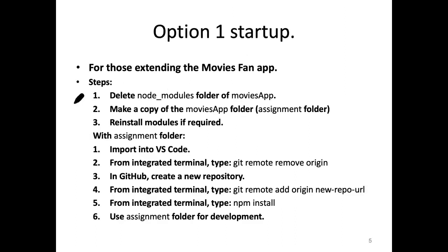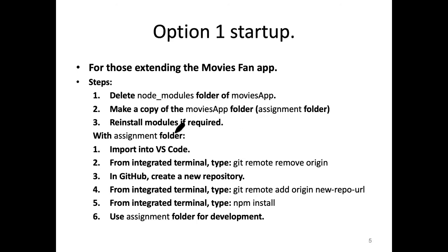Now, if you are deciding to take option 1, in other words, to extend the Movies app, you need to do a little bit of setup before you start working on the assignment. First of all, what you need to do is go to your Movies app folder and make a copy of that folder. Before you make the copy, I'd advise you to delete the node modules first of all, then just make a copy of the Movies app folder. And let's suppose, for the sake of discussion, we call the copy assignment. So that's a new folder now that's going to have all of the source code that we've developed so far.